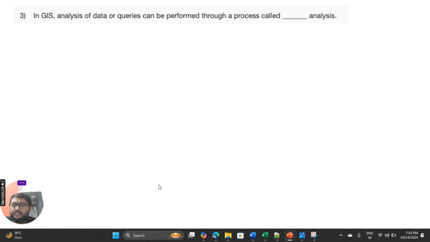Then the third question: in GIS, analysis of data or queries can be performed through process code. So if we do any kind of analysis in GIS, that analysis is known as which kind of analysis? Spatial, yeah, exactly. So the answer is spatial, because we are using the information of X and Y. That's why it's known as spatial analysis.